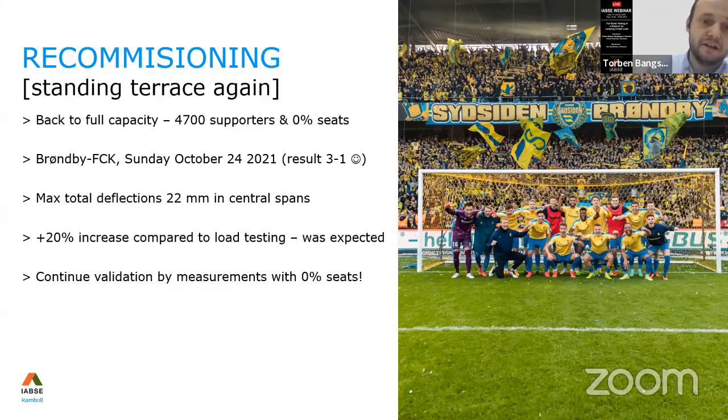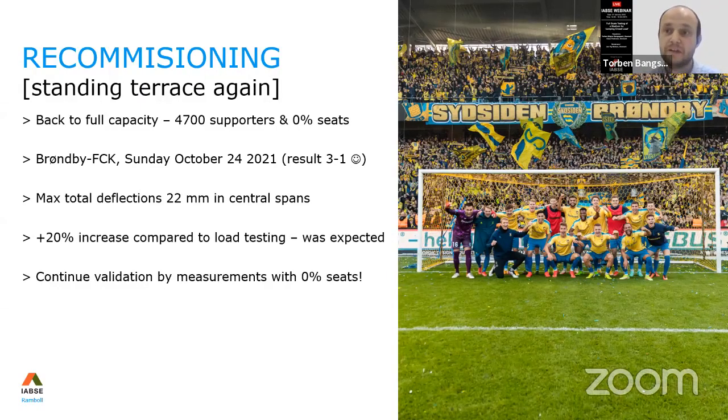The additional response compared to the load testing where we controlled the fans, we had expected, because, as I said, in the load testing, we did not have the most dedicated fans entirely. We had a conglomeration, a multitude of different Brøndby fans, some more used to jumping than others. And practicing, we must recognize, is very important to the jumping load.